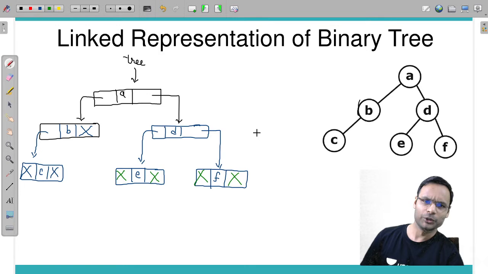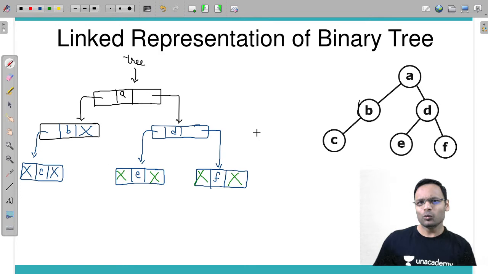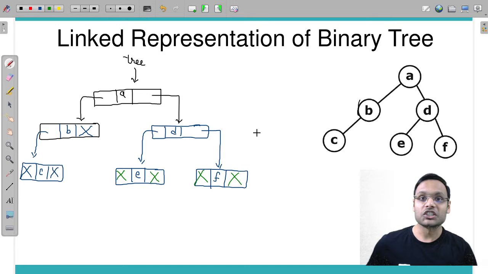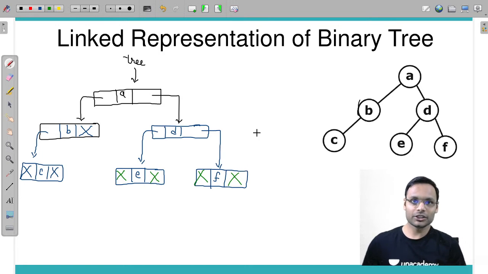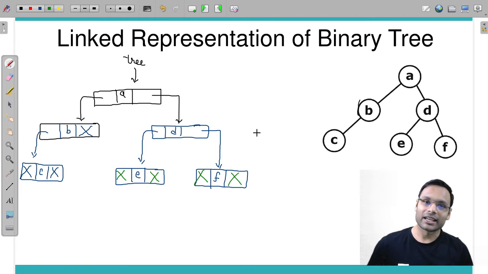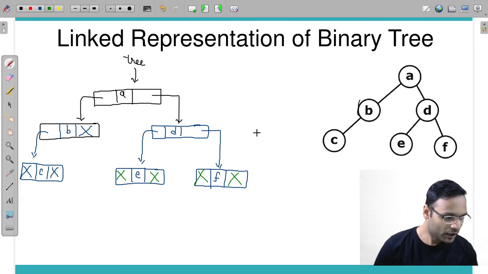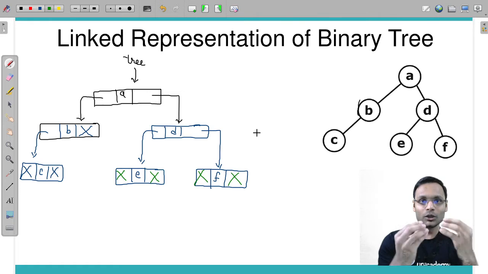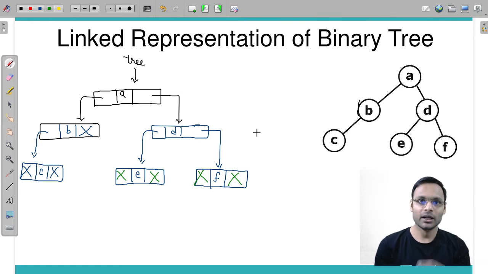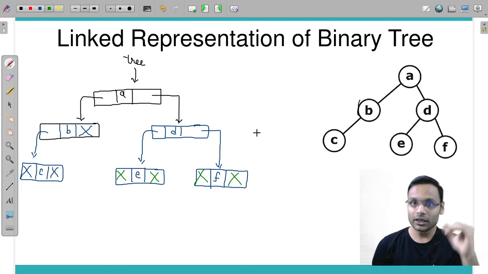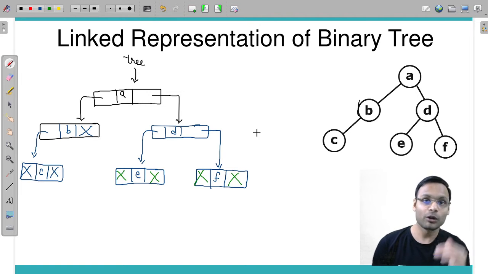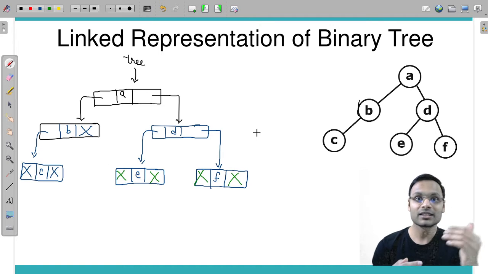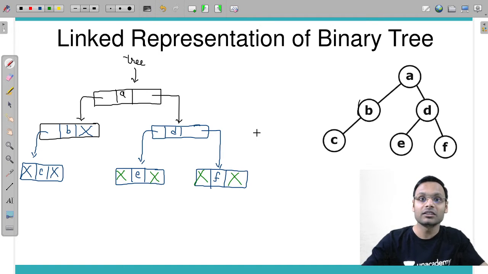Now, I want to ask you, can't we represent a general tree in this linked representation? Can we represent a general tree in linked representation? See, is there any restriction on the number of children in a general tree? A node can have 0 children, possible. 1 child, possible. 2, possible. 3, possible. 4, yes. 5, yes. 6, yes. 10, yes. 15, yes. 30, yes. 100, yes.